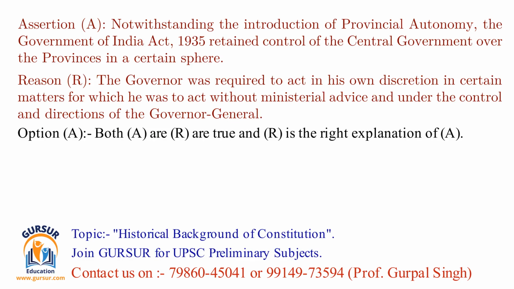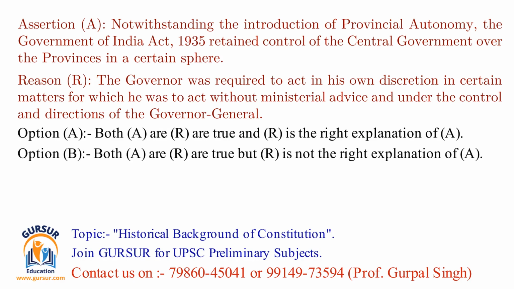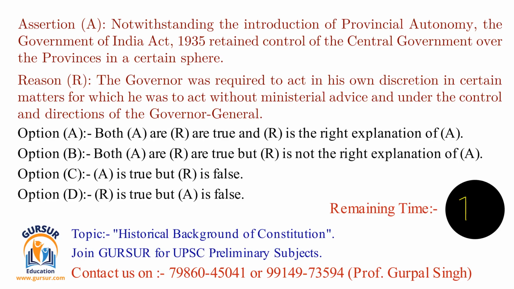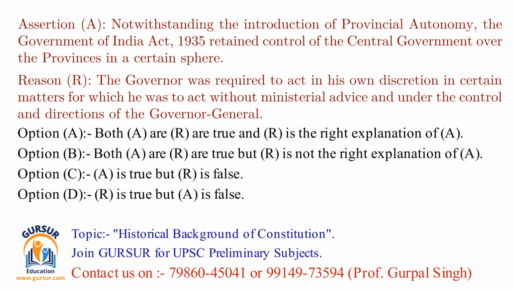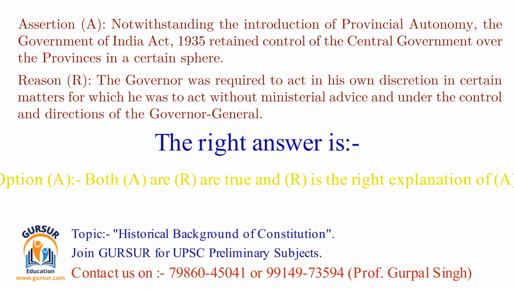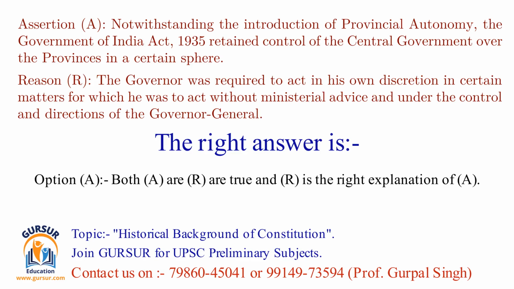The option A is both A and R are true, and R is the right explanation of A. The option B is both A and R are true, but R is not the right explanation of A. The option C is A is true, but R is false. And the option D is R is true, but A is false. And your time starts now. So the right answer of this question is option A, and that is both A and R are true, and R is the right explanation of A. So now we move next.